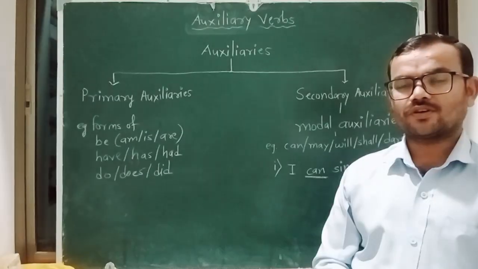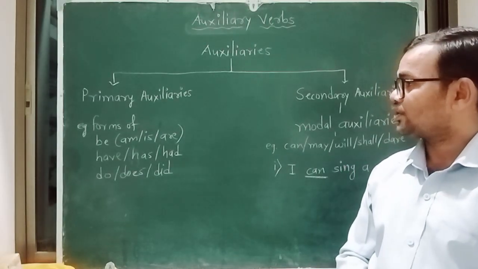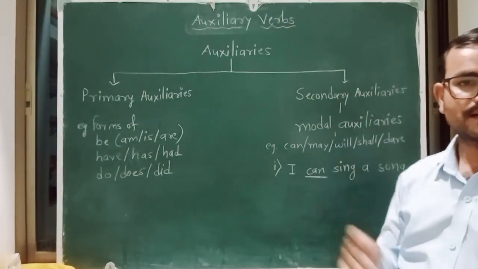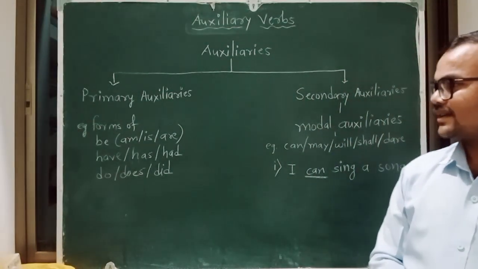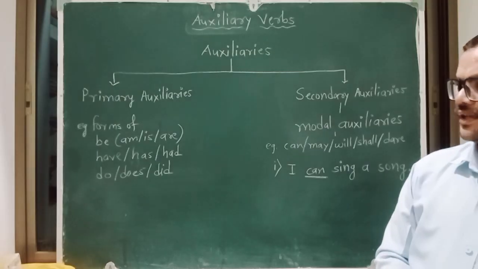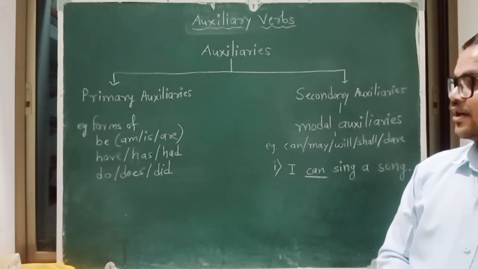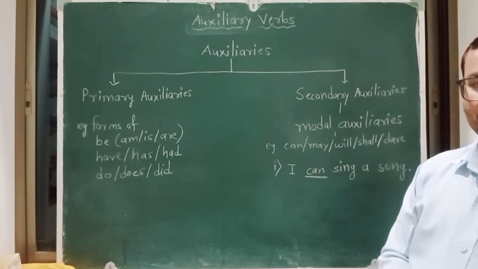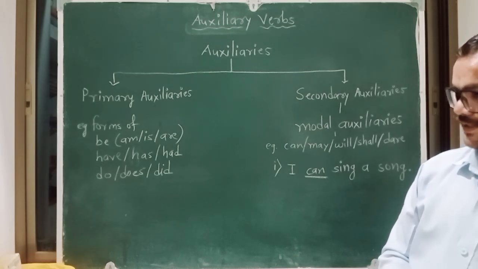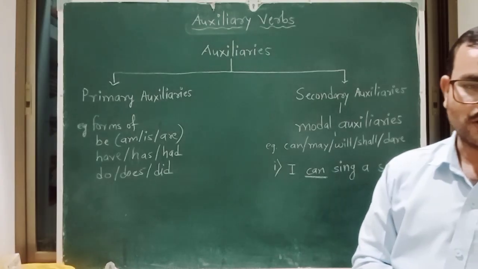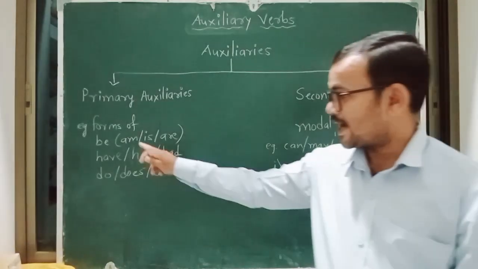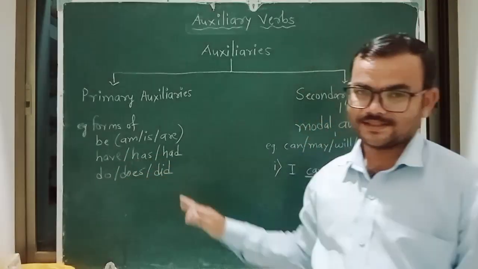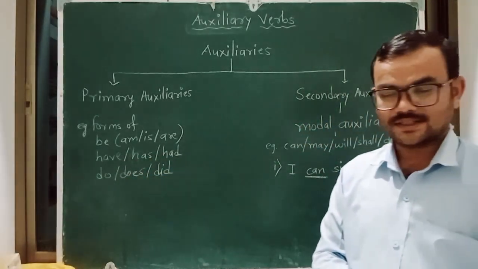Actually, auxiliary verbs or auxiliaries are of two types: primary auxiliaries and secondary auxiliaries. Primary auxiliaries are forms of be, that is, am, is, are, forms of to have, has, and had, forms of to do, that is, do, does, and did. These are primary auxiliaries. Primary auxiliaries are am, is, are, have, has, had, do, does, and did. Right? These are primary auxiliaries.